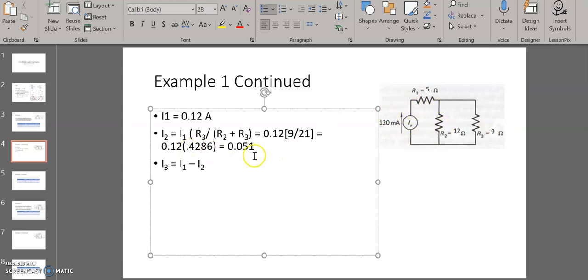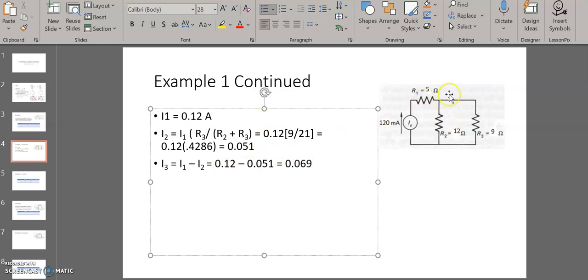All right. Now, in order to find my I3, all I need to do is subtract this I2 from I1, since some of the current is going to go through this 12 ohm resistor and the rest of it is going to go through the 9 ohm resistor. So all I need to do is post that into this equation here. So I'm going to go ahead and take care of that now. So I've got my 0.12 minus my 0.051, and that is going to give me a value of 0.069.